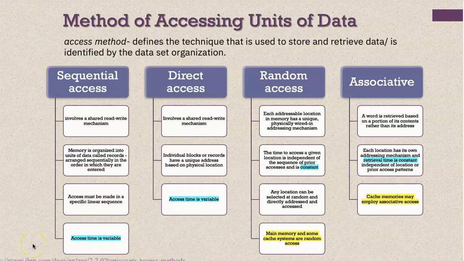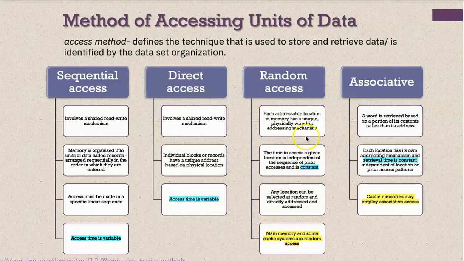We have talked about the method of accessing units of data, and we have the sequential access, the direct access, the random access, and also the associative access. So sequential access, the memory is organized into units called records, arranged sequentially, hence the name. Then we have the direct access, whereby individual blocks or records have a unique address based on physical location. So the memory can actually be accessed directly without going through a sequence or going through other processes.